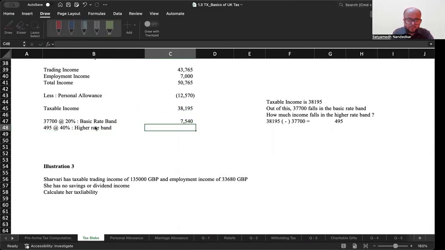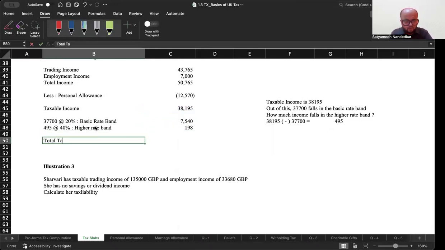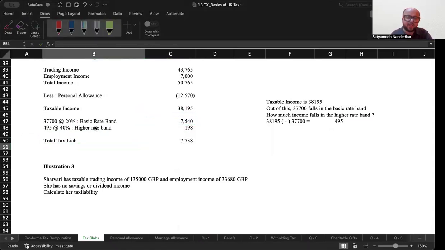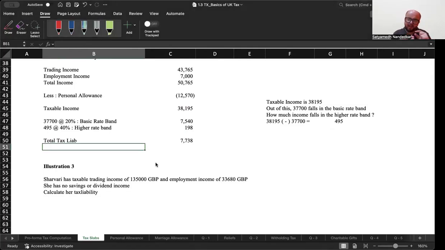37,700 into 20% and 38,195 minus 37,700 into 40%, that is 198. So what is the total tax liability? 7540 plus 198, which is 7738. This is the total tax liability of the individual. So you see, the first question was on a basic rate band individual. The second question is the individual is in the higher rate band. Now look at the third illustration to see when he is in the additional rate band.